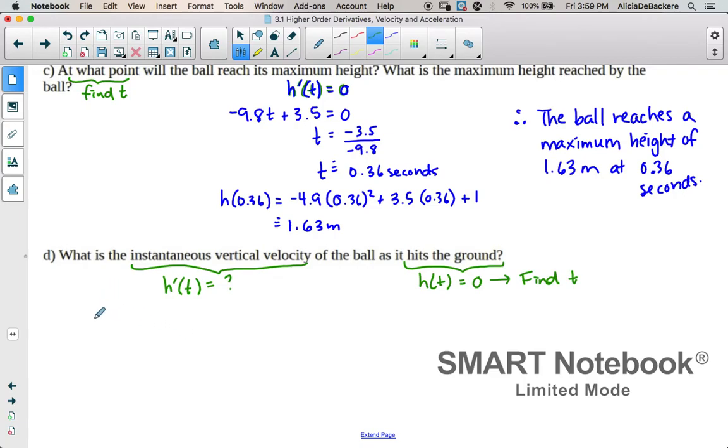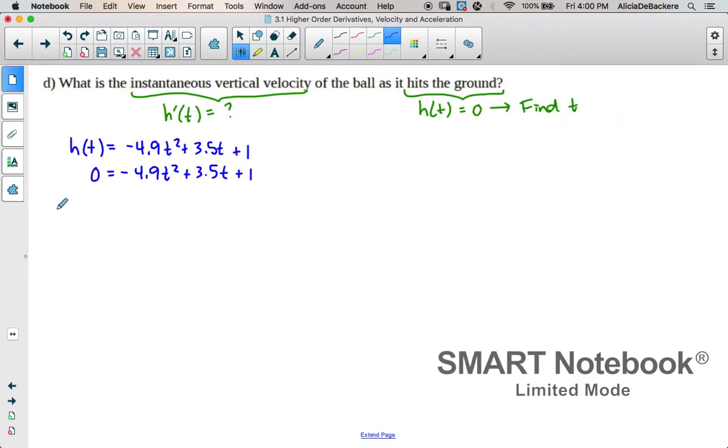So I'm starting with h at t equals 0. I'm just writing it backwards here. Let's not do that. We'll say, I've got my h at t, it's negative 4.9 t squared plus 3.5 t plus 1. I want to know, when does this thing equal 0? Now, this guy's got a bunch of decimals in it as coefficients, so I'm not going to be able to factor it. I'm going to use the quadratic formula.